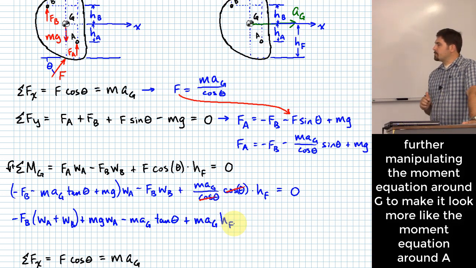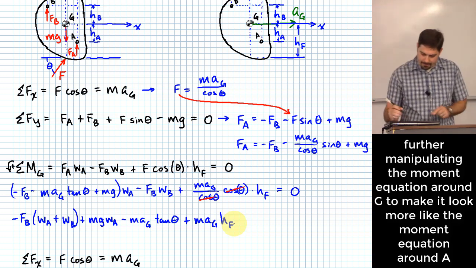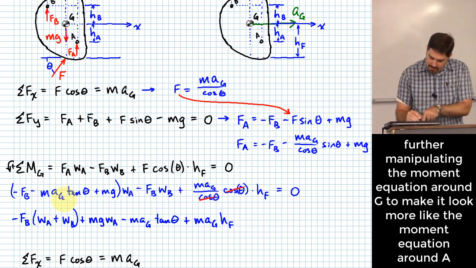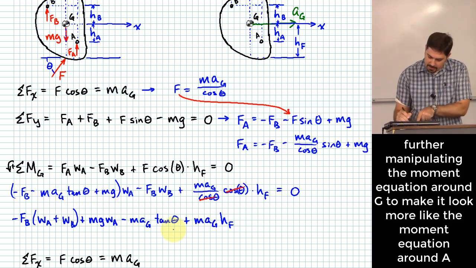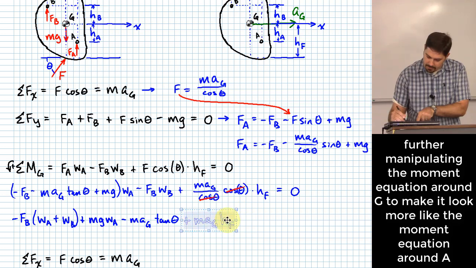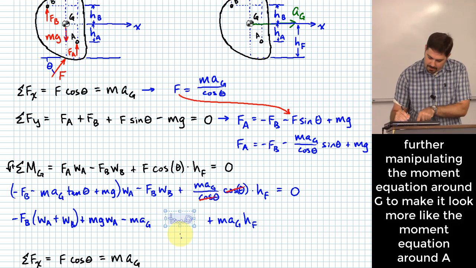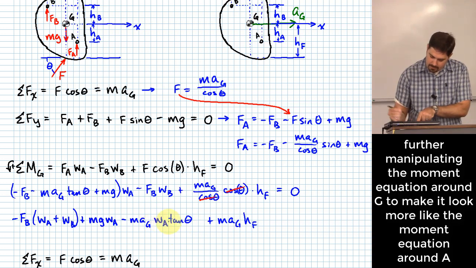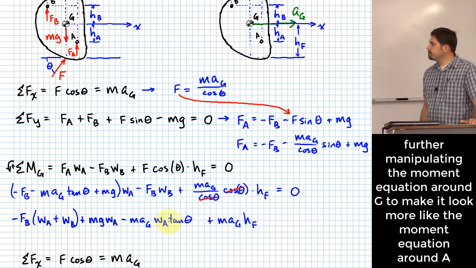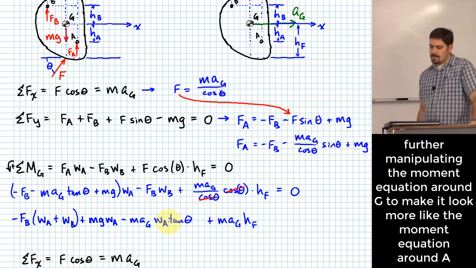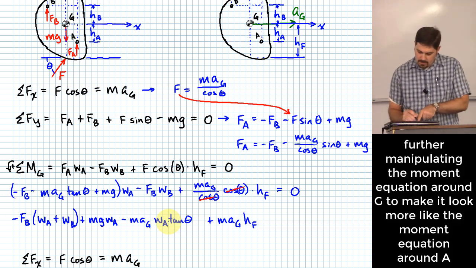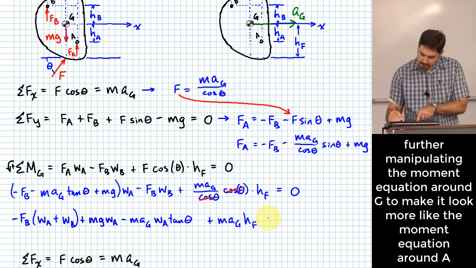All right, which is pretty good, but there's actually a little bit further we can go on this. And I think I maybe missed one more term. This was m_a g tangent theta times WA. All right, so I missed a term right here. Let me just sneak that WA right in here. Okay. All right, so all this is going to be equal to 0.